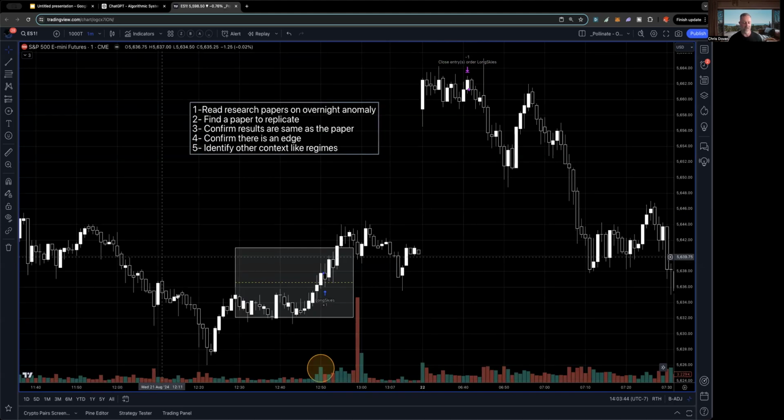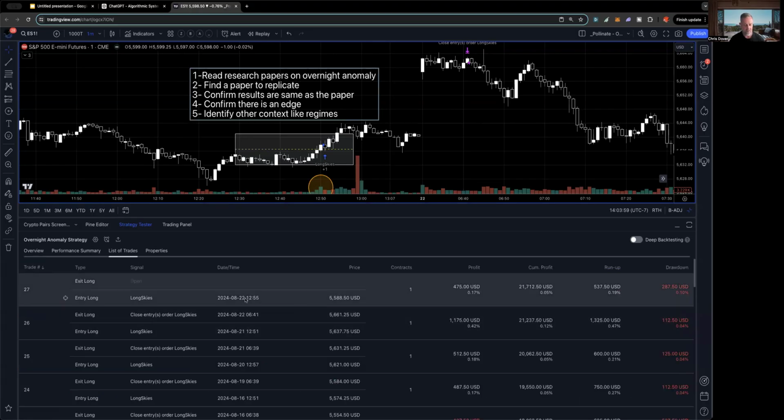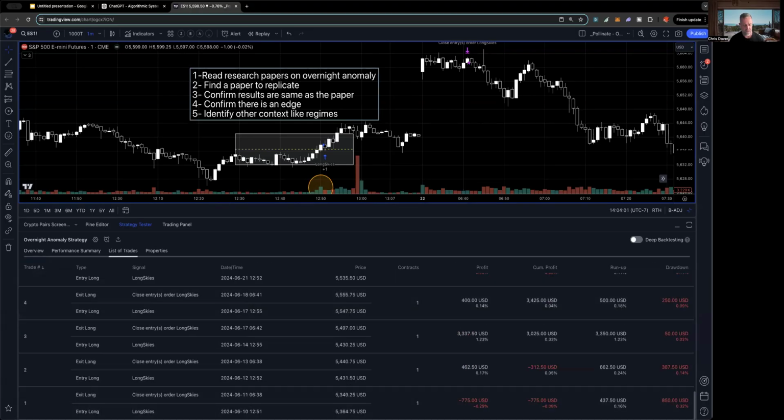Now, the downside of having it in TradingView is that because I'm using 1 minute data, TradingView is only going to give me 26 trades back or whatever. It's only going to go back to, where's the first trade? June, I think. Yeah, back to June. We're currently in August. So 2 months or so worth of trading data because I have the continuous contract going.